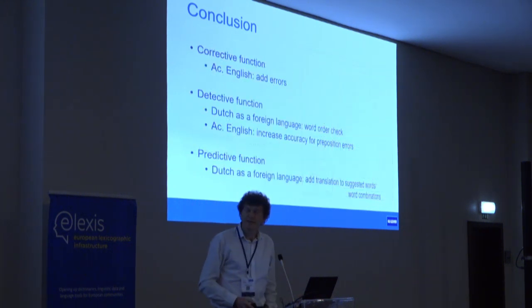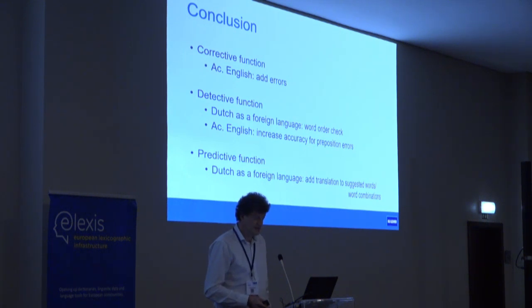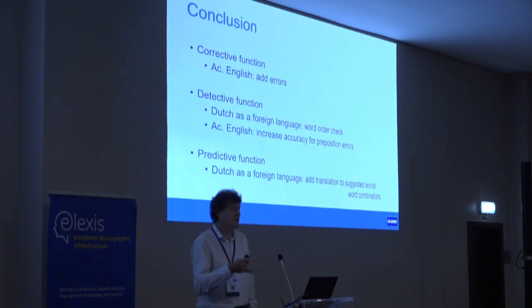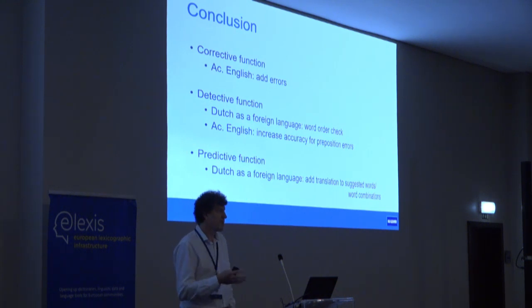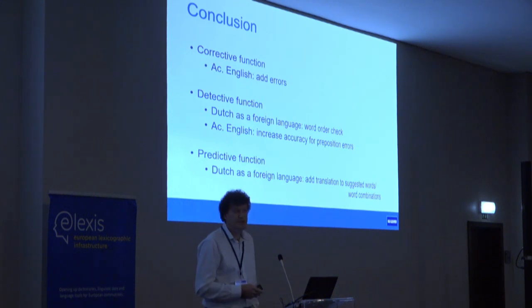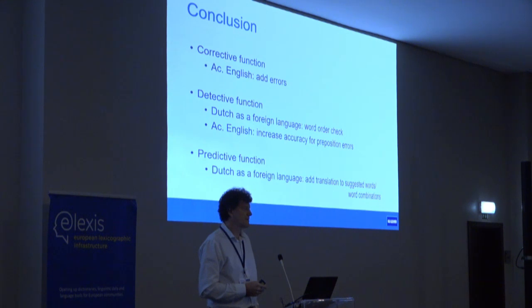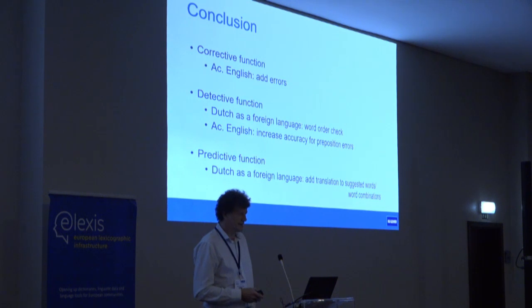And even for the applications we developed, we have to improve them. So we could add more errors for academic English, for instance. We could also add a word order check for Dutch, because this is a big problem for non-natives. We could try to increase the accuracy for preposition errors. And for the predictive function, we could also add, for instance, a translation to all these word combinations that we give now, so that for a user it can be easier to integrate the right combination in his text.